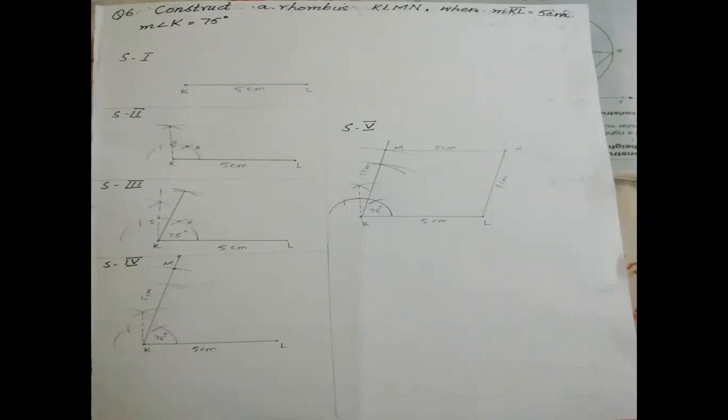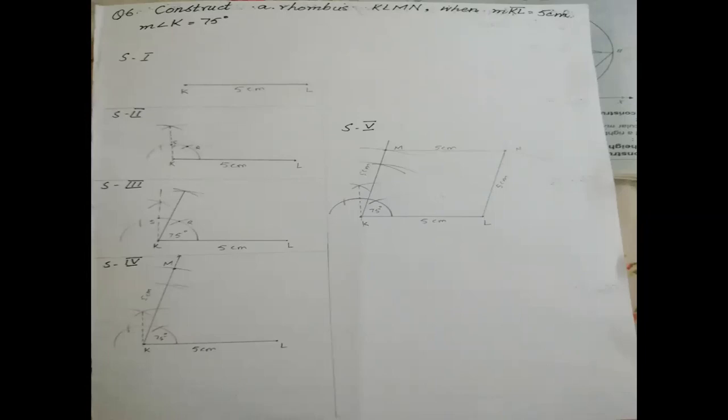After drawing this, check whether this angle is 75 degrees or not. Measure this angle with the protractor. Done. All of you understand till step 3. Now come to step 4.